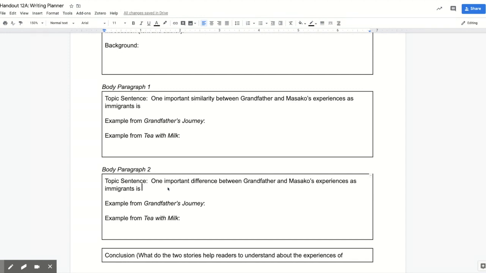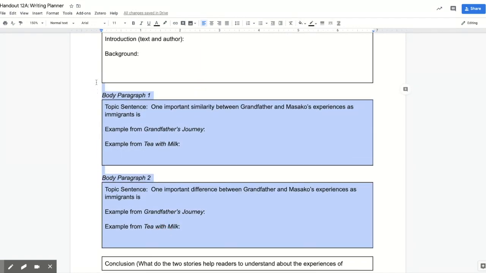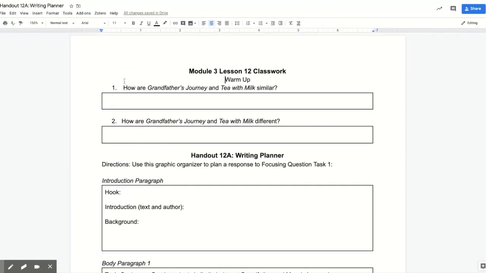And so what was different about Grandfather's immigrant experiences versus Masako? And I want you to think about how they felt. Think about their feelings towards moving. Okay, hint, hint. All right. Then you need text evidence from Grandfather's Journey and text evidence from Tea with Milk. Okay. So again, I want you to complete these 2 body paragraphs only and the warm up.